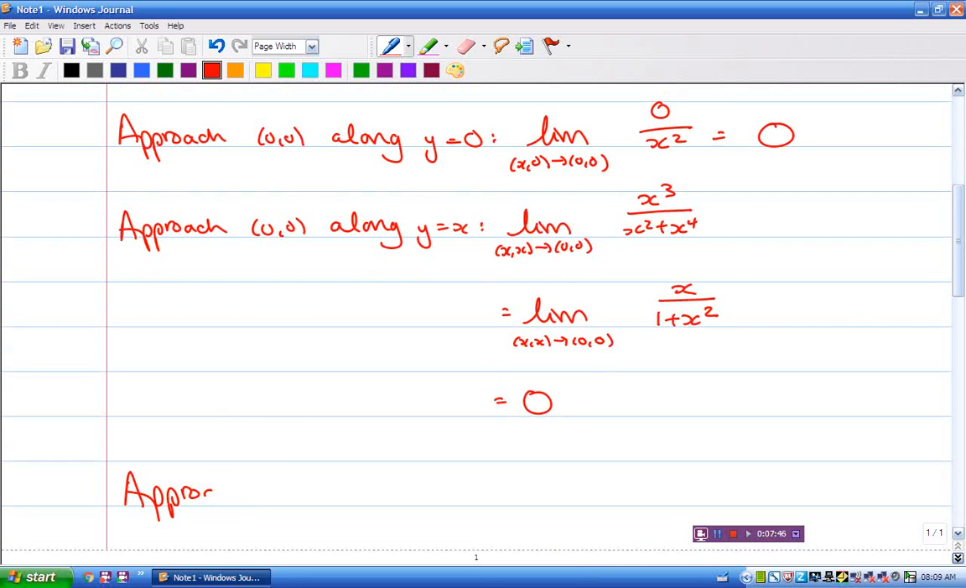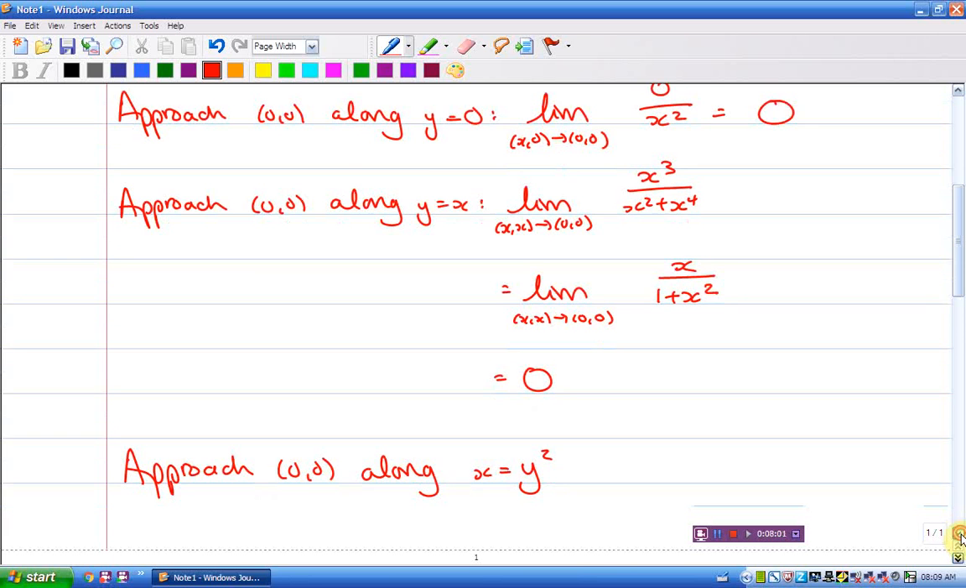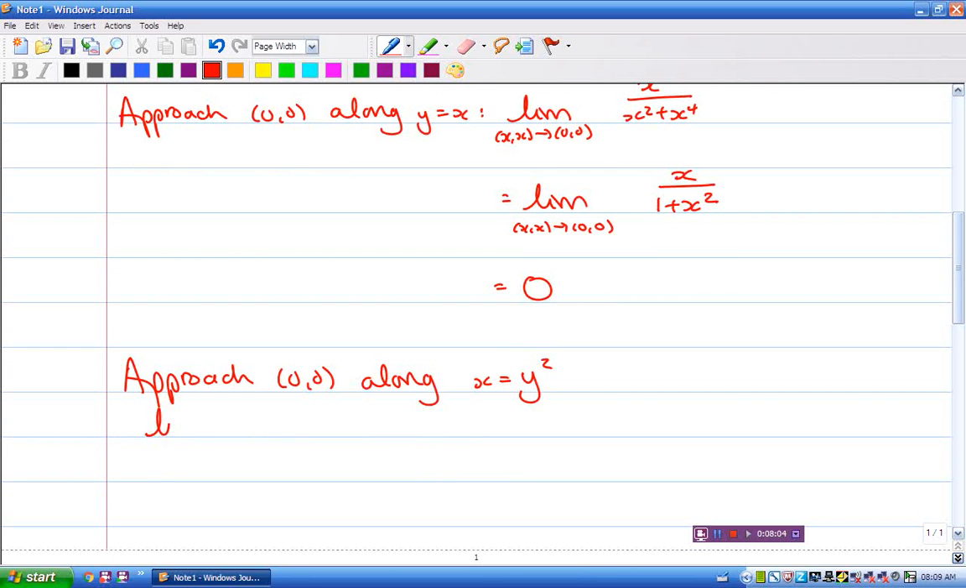Approach 0, 0 along x equals y squared. Now that path very strategically chosen to turn my binomial in my denominator into a single term, which is often a useful trick. So let's have a look. I'm replacing x with y squared. y is staying y. It'll be y to the 4 at the top, won't it? Because it'll be y squared times y squared. It'll be y to the 4 plus y to the 4, and at last an end is in sight.